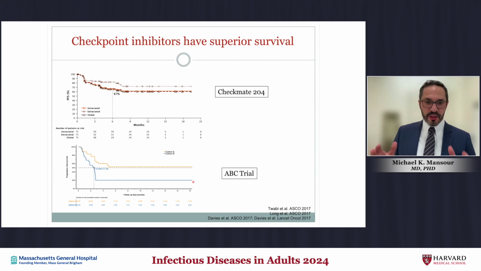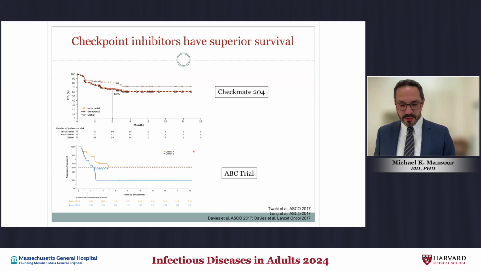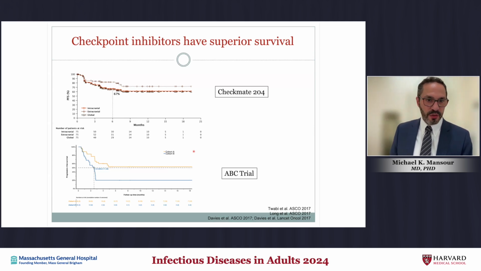So the checkpoint inhibitors have become probably one of the most common therapeutics that we use, at least at the MGH Cancer Center, and certainly that would be used in any other academic or large community hospital: a checkpoint.